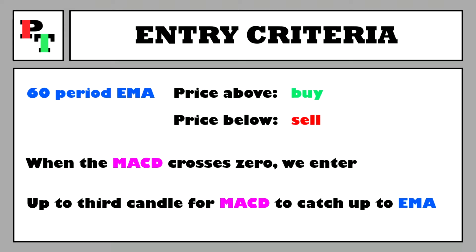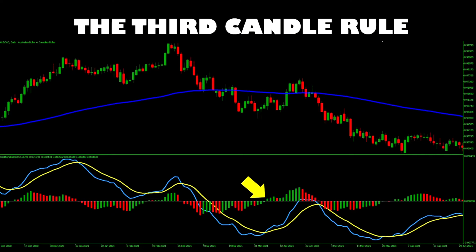I'll explain that here on the same price chart we saw before. If you look at that histogram crossover there by the yellow arrow where it's moving above zero, because the price is still closed below the 60 EMA, at that point we cannot yet enter the buy trade. And then by the close of the third histogram bar, it's still not closed above zero. So at that point we are locked out of the trade entirely.